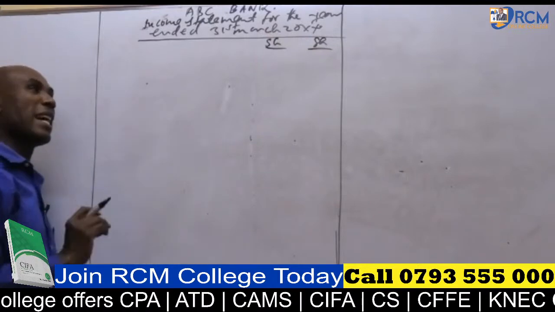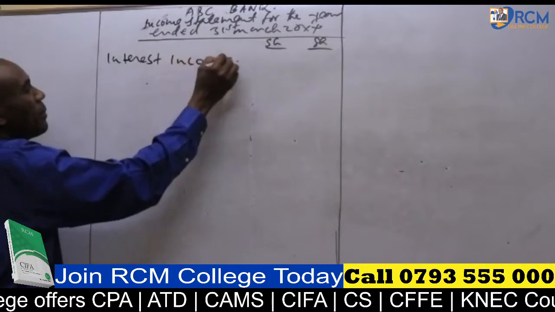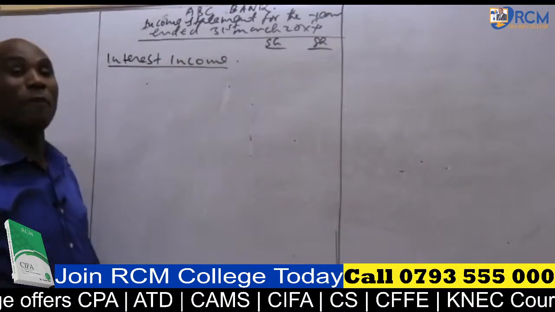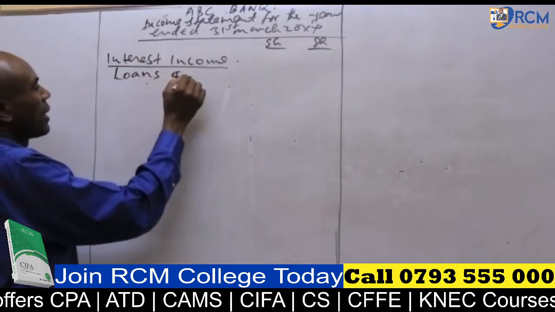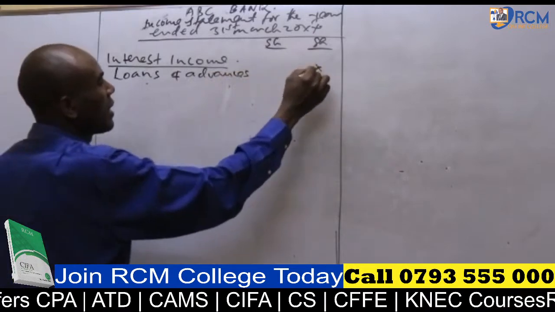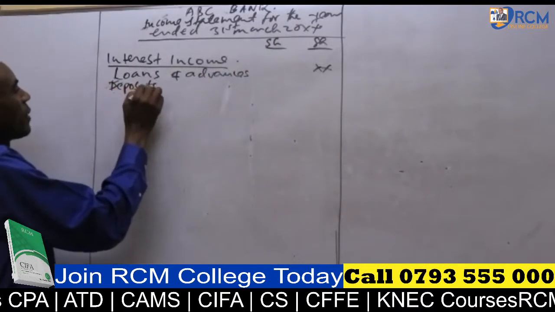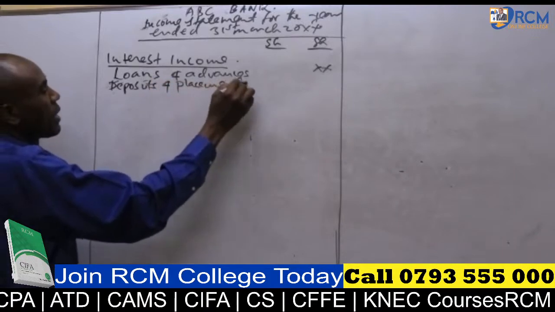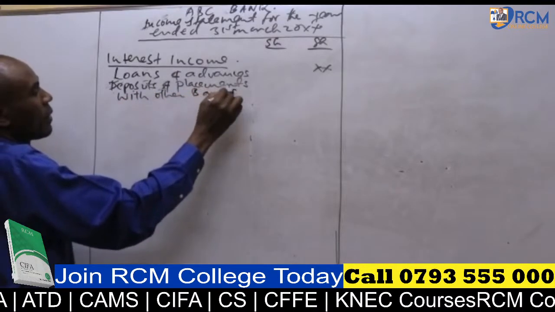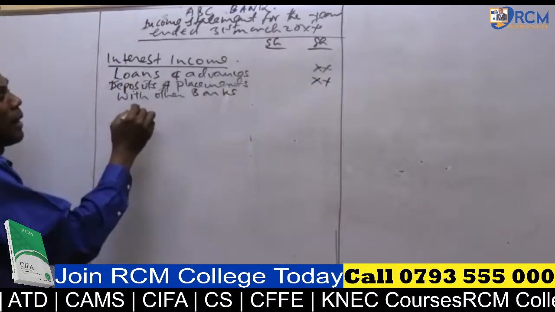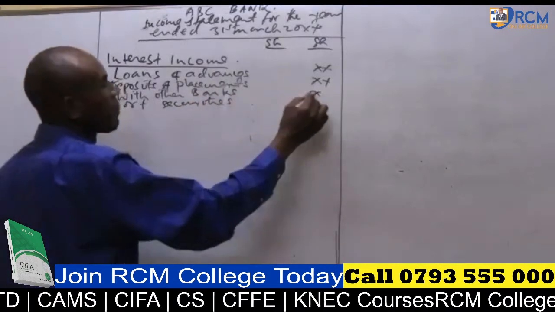Now, when we are preparing the income statement of a bank, definitely you begin with interest income, you underline. Out of this interest income, we have mentioned briefly where we get it, for example, from loans and advances, deposits and placements with other banks, and also from government securities, government bonds.